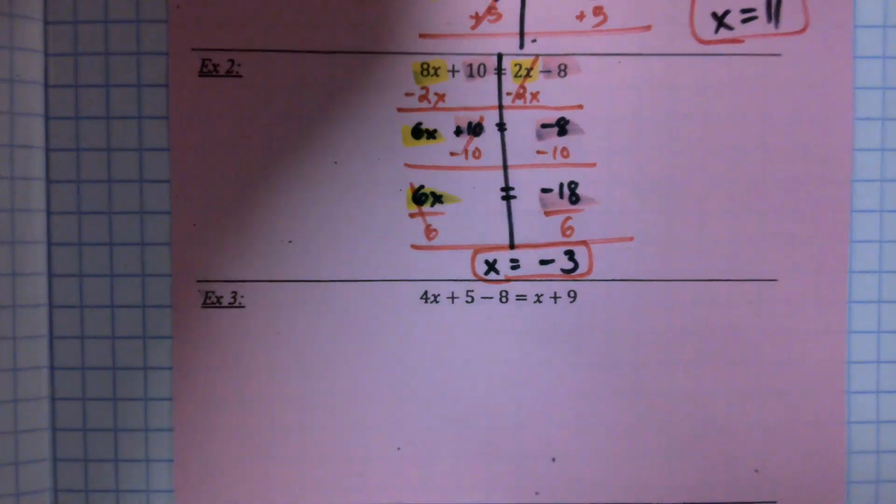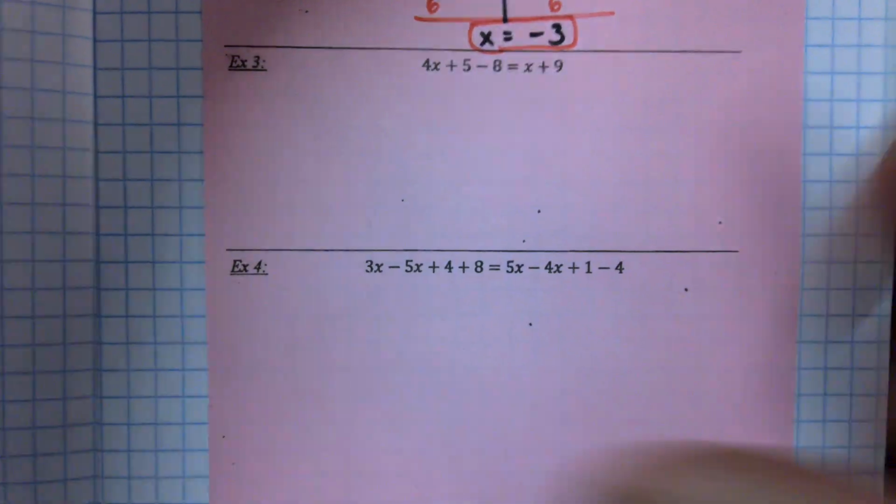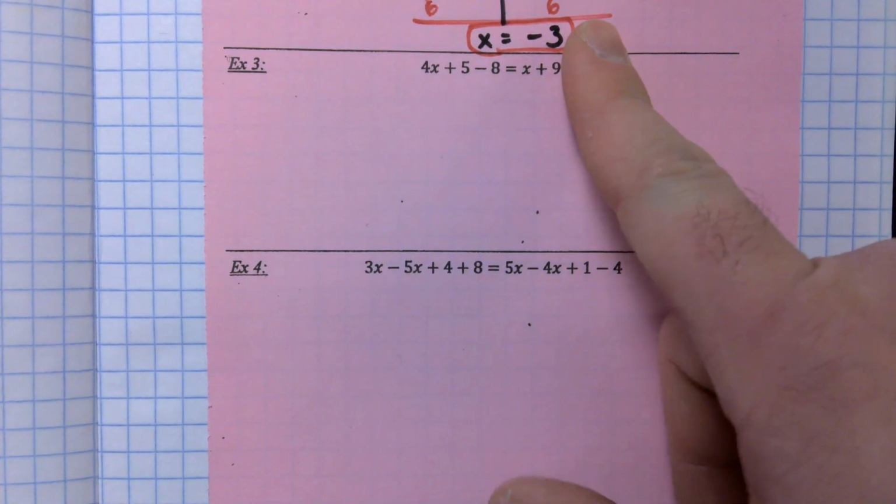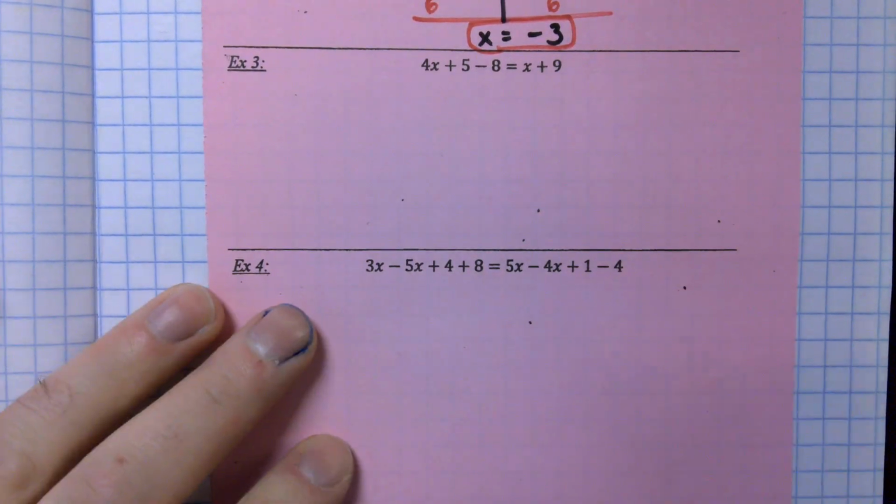Okay? Anybody get -3 on their own? All on their own? Yeah? Good. Some of us? Okay.